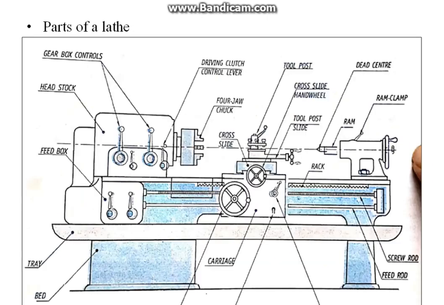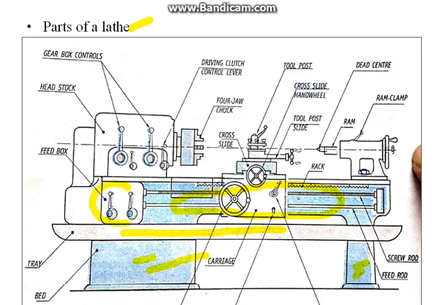Next, we discuss the parts of the lathe. This part is the bed. These are the legs of the bed. The entire load of the lathe machine is carried by these legs. This is the tray. The trays are used to collect the chips. Chips means the material removed from the workpiece. To collect those chips, we use the tray.